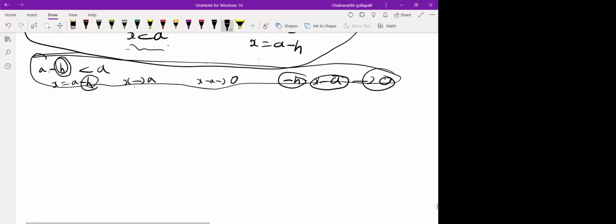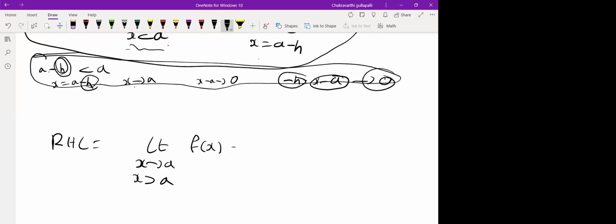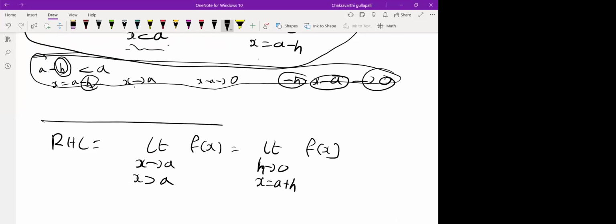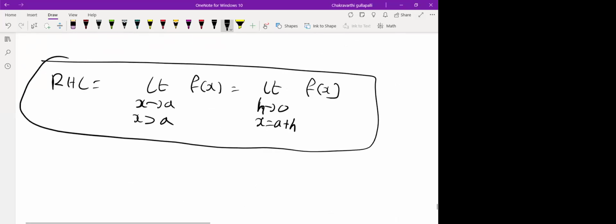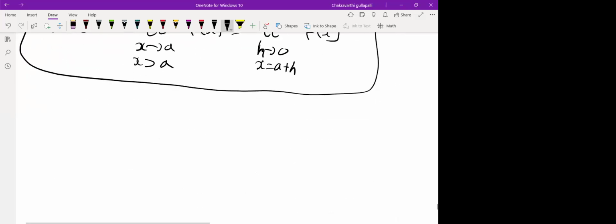What is RHL in this case? Limit x approaching a, x greater than a. We write this as limit h approaching 0, with x equal to a plus h. Greater than a means a plus h. That is, replace x directly by a plus h and take the limit h approaching 0. Okay, so let us see some questions based on this.